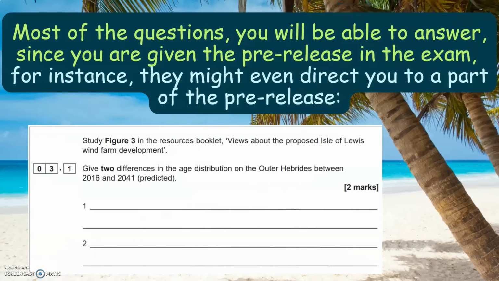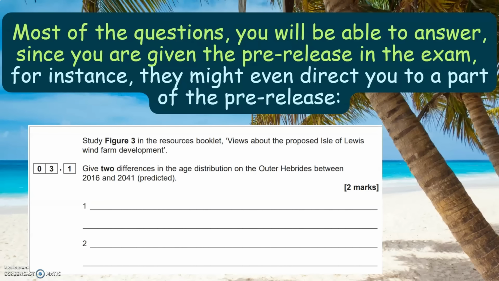You can see the background is a nice Caribbean environment because this is the Cayman Islands. This year you've been given a pre-release about the Cayman Islands and whether you should build the cruise port or not, looking at the overall effects on the environment, the economy of the Cayman Islands, the cruise ship industry, and all of those things. Most of the general questions you'll be able to answer. Since you're given the pre-release in the exam, you won't have to do too much memorizing.